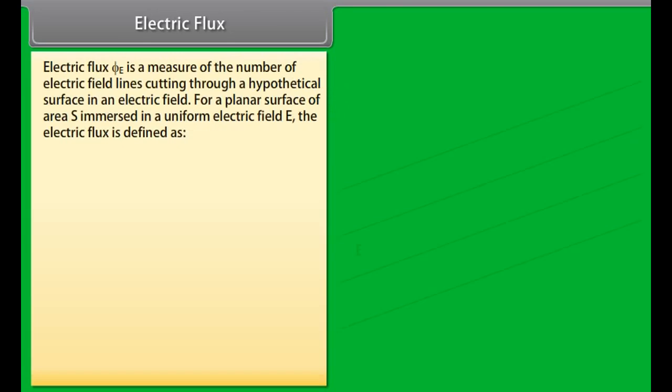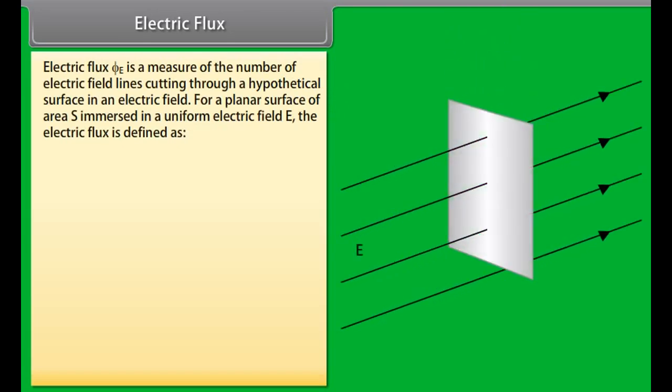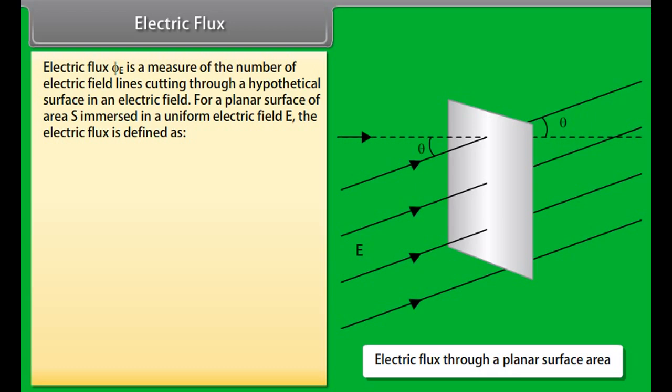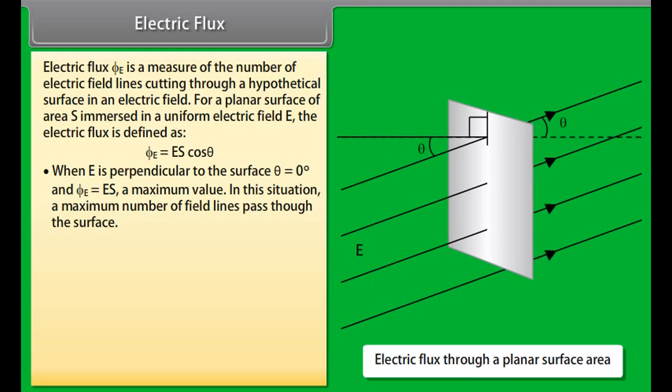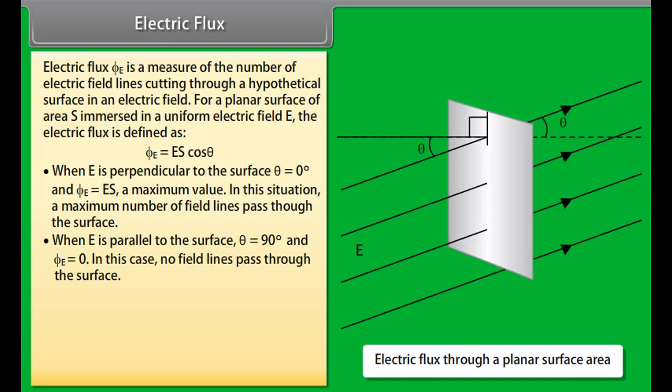Electric flux. Electric flux phi E is a measure of the number of electric field lines cutting through a hypothetical surface in an electric field. For a planar surface of area S immersed in a uniform electric field E, the electric flux is defined as phi E = E S cos theta. When E is perpendicular to the surface, theta is equal to 0 degree and phi E = ES, a maximum value. In this situation, a maximum number of field lines pass through the surface. When E is parallel to the surface, theta is equal to 90 degree and phi E is equal to 0. In this case, no field lines pass through the surface.